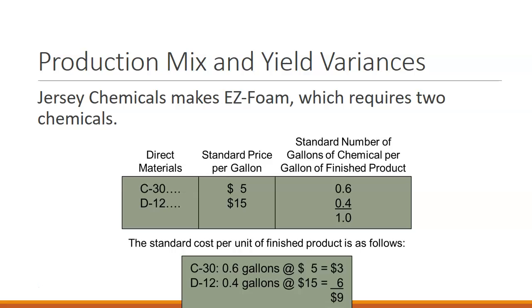So we have this example of a chemical company that makes Easy Foam. And Easy Foam consists of two chemicals. 60% of it is from C30 and 40% of it is D12. So we have our standard information there, our standard price per gallon, our standard cost per unit, and the percentage of uses in the Easy Foam. What does that look like?